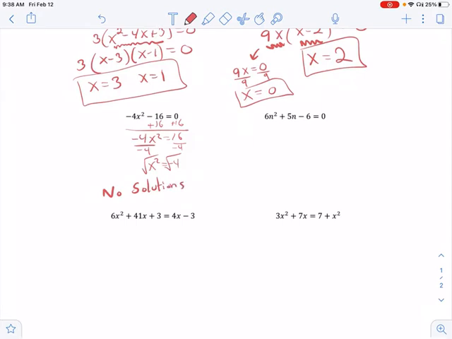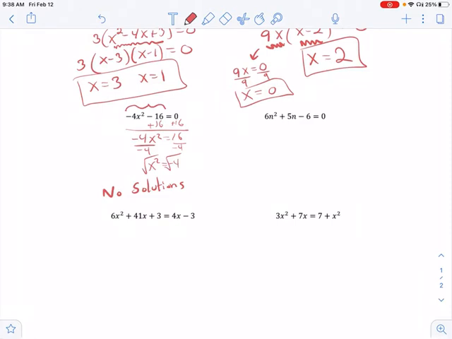Okay, so algebraically, if I arrive at something that is impossible to solve, then that just means that this quadratic has no solutions. I can't find any number for x such that this side is going to equal 0. So it has no answers.